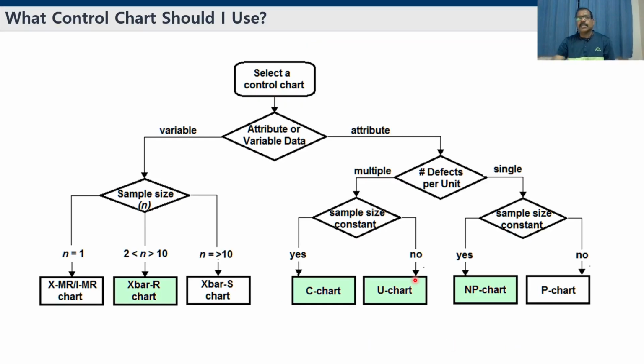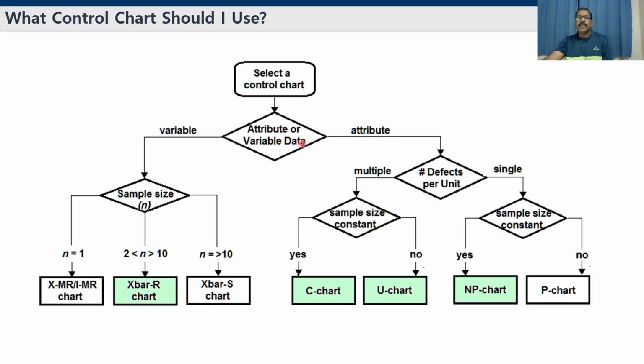The same thing is represented in another format. Select a control chart. How to select? Either it is variable or attribute, we first have to choose. If the data are variable, then we have to think about the sample size. What is the sample size? Either n equal to 1, or n between 2 and 10, or n greater than or equal to 10. If equal to 1, then X or moving average type; between 2 and 10, X bar and R chart; and greater than or equal to 10, X bar and S chart.